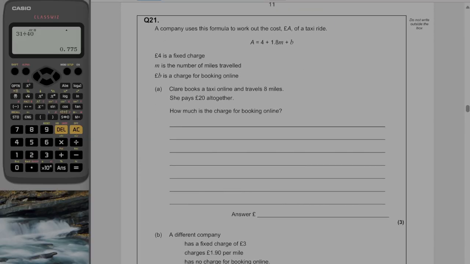Right, question 21. A company uses this formula to work out the cost of a taxi ride. A is equal to 4 plus 1.8m plus b. £4 is a fixed charge. M is the number of miles travelled. B is a charge for booking online. Claire books a taxi online and travels 8 miles. She pays £20 altogether. How much is the charge for booking online?